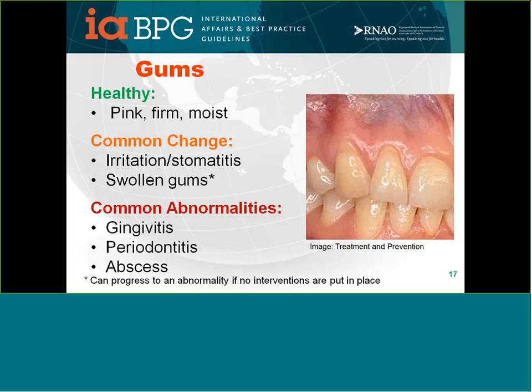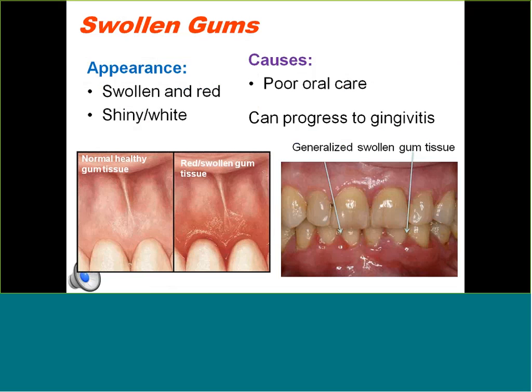Healthy gums should appear pink, firm, and moist in all areas of the mouth. Some common changes that you might notice are irritation, stomatitis, and swollen gums. These, if left to progress, will certainly lead to gingivitis, oral infection, discomfort, as well as periodontal disease, and perhaps an abscess, which are common abnormalities.